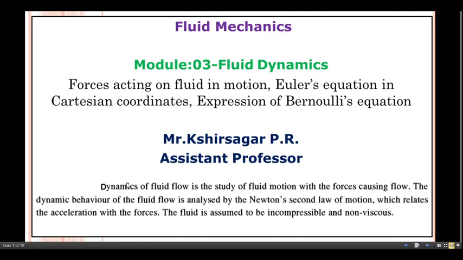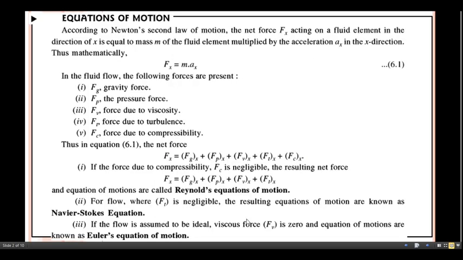Let us see first of all the meaning of fluid dynamics. Dynamics of fluid flow is the study of fluid motion with the forces causing flow. The dynamic behavior of the fluid flow is analyzed by Newton's second law of motion, which relates the acceleration with the forces. The fluid is assumed to be incompressible and non-viscous.